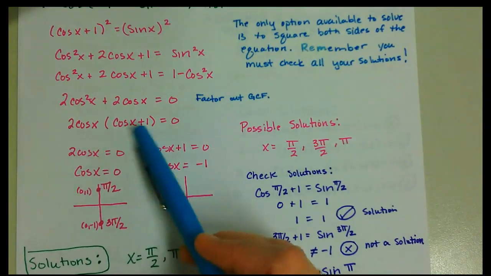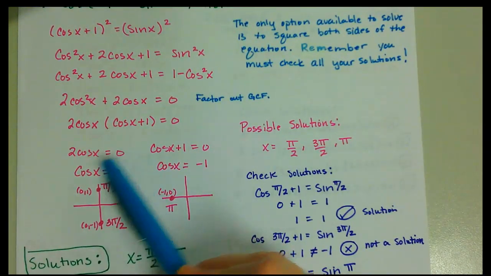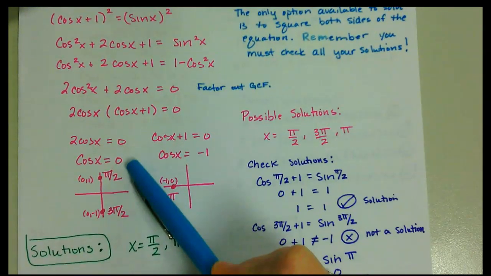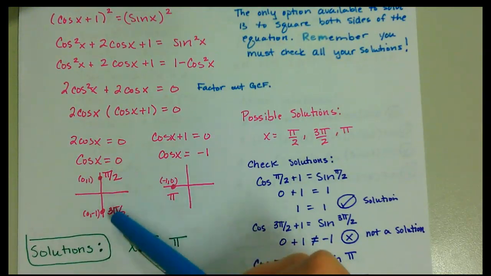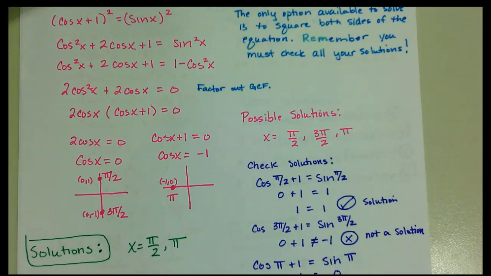Alright, so now I have 2 factors set equal to 0. So here's my first factor. Get 0 by itself, which it is. Divide both sides by 2. That leaves me with cosine x is 0, and cosine x is 0 when you're at pi over 2 and 3 pi over 2. So I draw my angles in my little graph.